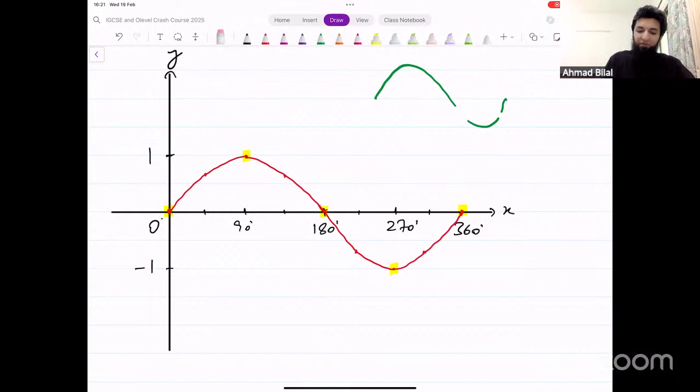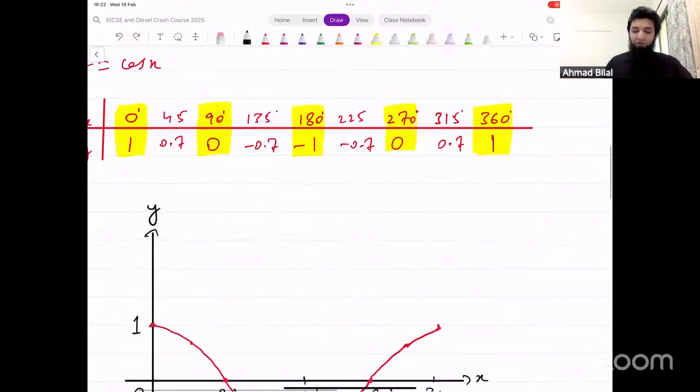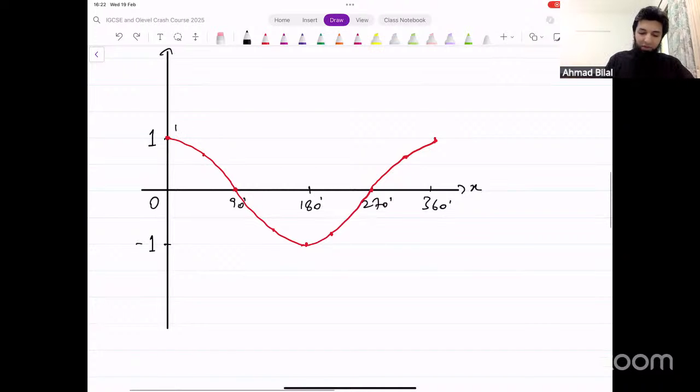And then similarly for cos. Sine is going like this: it starts from 0, and then 1, 0, -1, 0. The y values go like this from 0 to 360 at a 90 degree interval. For cos, we have a similar shape. It starts at 1, and then goes to 0, -1, 0, 1.